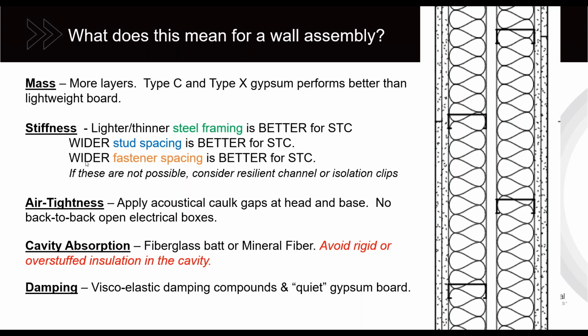Again, wider stud spacing is generally better for STC. So 24 inches on center will generally perform better than 16 inches on center. And then a wider fastener spacing will generally perform better for STC. With a tighter screw pattern, the contractor may think they're doing an extra good job because the wall is really important: we're going to put a lot more screws in. That actually can hurt your STC very significantly sometimes.